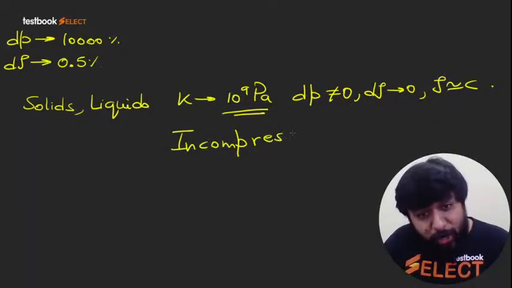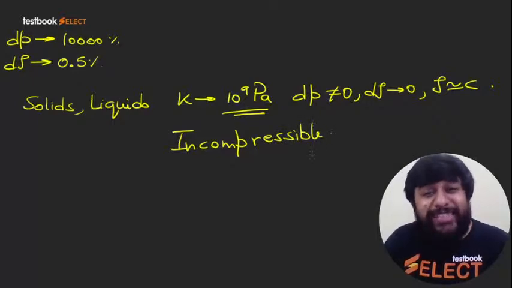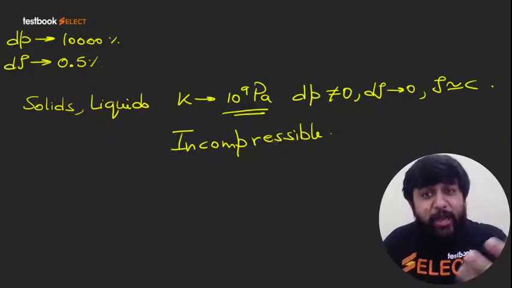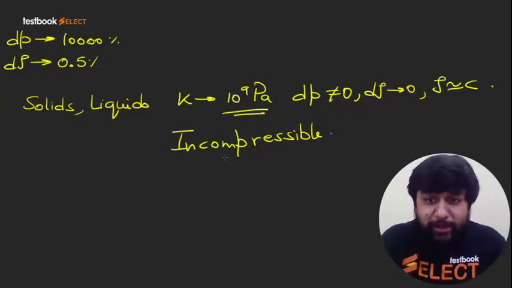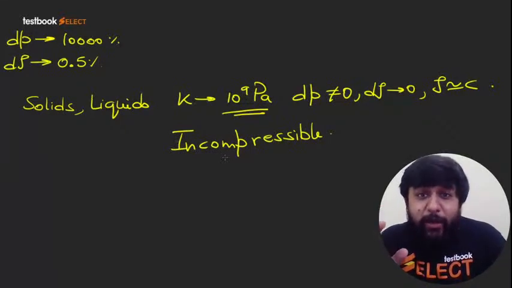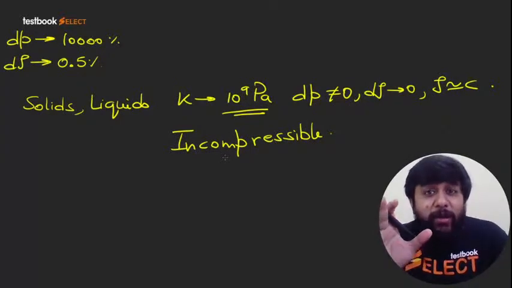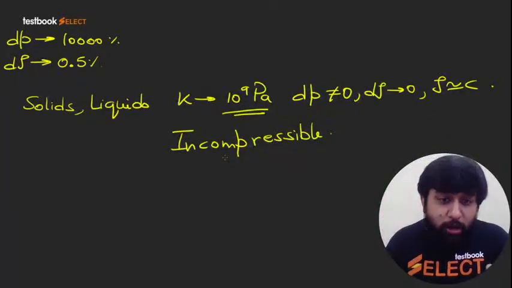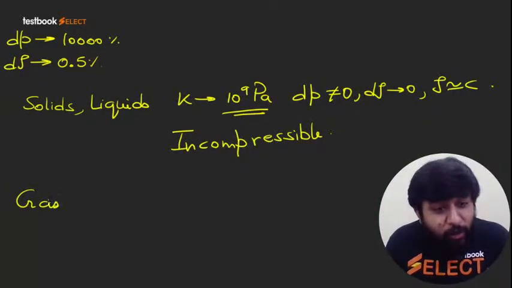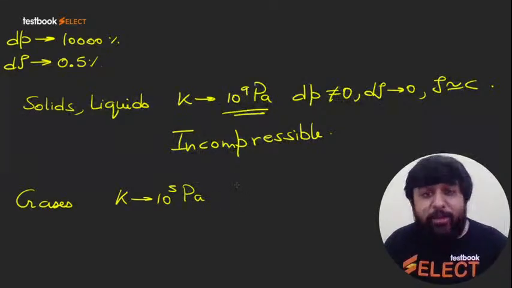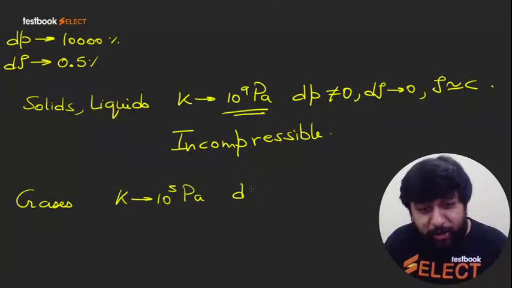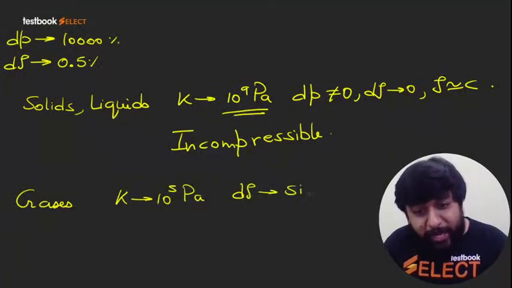Okay? So it's not that the change in density is exactly zero. Change in density is there, but it is ignorable. There is no substance which is perfectly incompressible. Change in density is always there, but that change can be small. But when you talk of gases, the bulk modulus of gas is of the order of 10 raised to power 5 pascal. It is very less. Therefore, the change in density is significant. d rho is significant. That's why we call gases compressible.